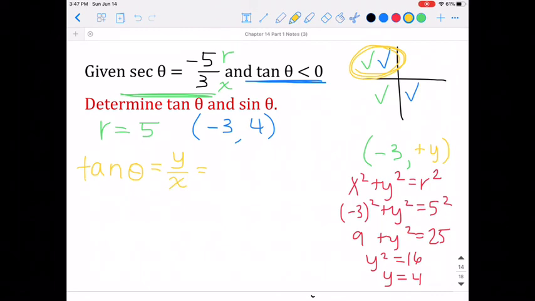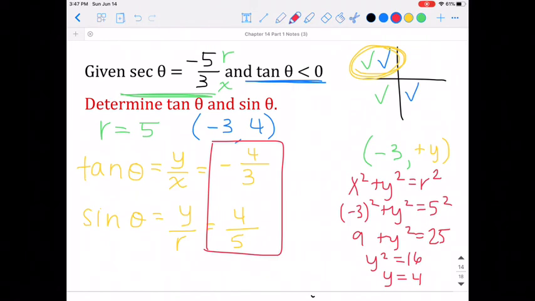Now, using this information, we can determine that tangent of theta is going to be y over x, which is 4 over -3, or we're going to write it as -4 over 3. We don't need to rationalize because we don't have a radical. And sine of theta is equal to y over r, which is going to be 4 over 5. And again, we don't have to simplify, and we don't have to rationalize, so we're done. So we have a tangent of theta as -4 over 3. Sine of theta is +4 over 5.